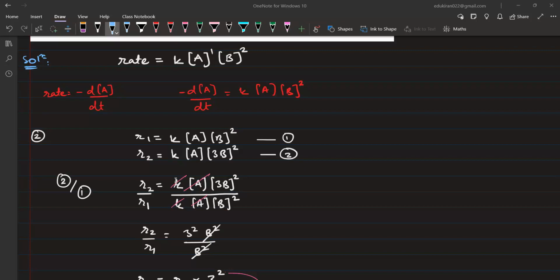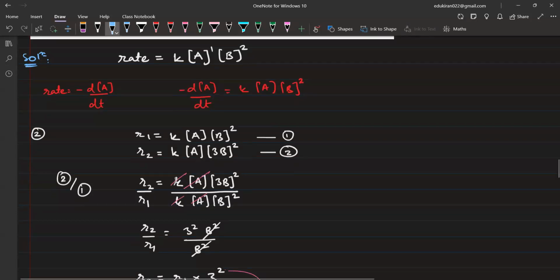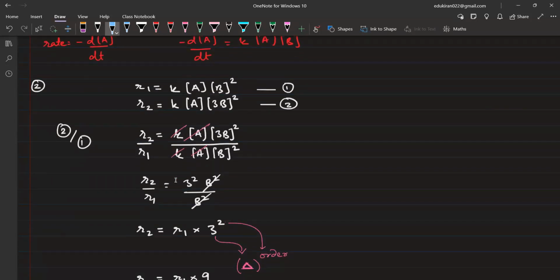R2 is K[A], thrice the concentration of B will be (3B) squared. R2 upon R1 will be equal to K into concentration of A into (3B) square, R1 is K concentration of A into B square. K and concentration of A will be cancelled, 3 square and B square, so B square will be cancelled and R2 upon R1 will be equal to 3 square. So here we have R2 is equal to R1 multiplied by 3 square, that is 9.